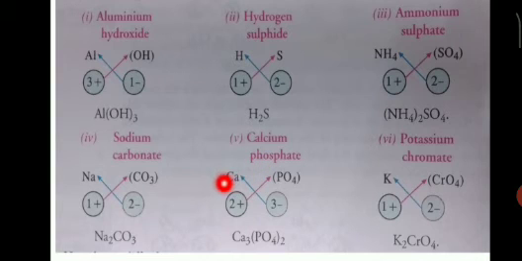Calcium phosphate. Calcium is having the valency 2. Phosphate is having the valency 3. Crossing over, calcium gets the valency of phosphate and phosphate gets the valency of calcium. That's how it gets Ca3(PO4)2. Since it is having the valency 2, we are specifying it in the bracket.